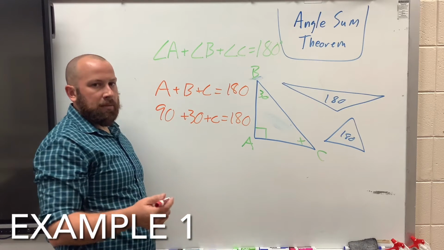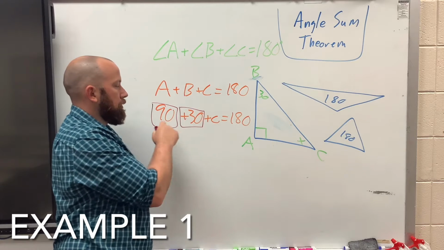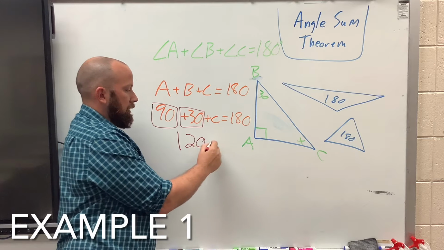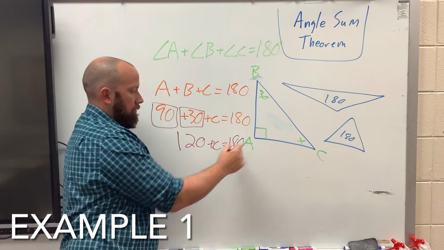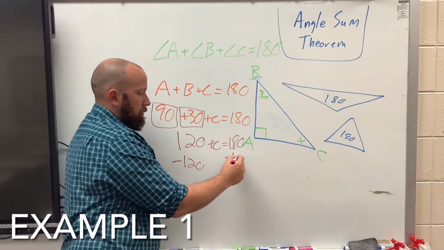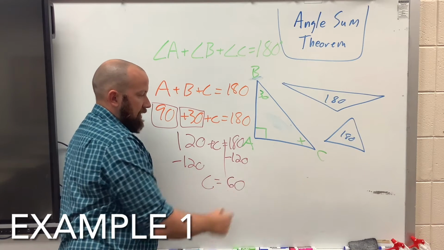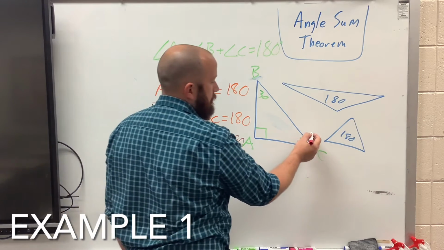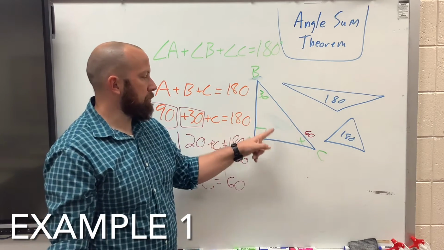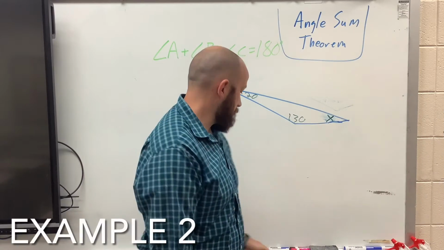We solve it the same way we always do. We combine our like terms, because there's nothing to distribute. 30 plus 90 is 120, plus C equals 180. Now I can solve: subtract 120, subtract 120, C equals 60. So our answer here is 60. So 60 plus 30 is 90, plus 90 is 180. So it checks out.